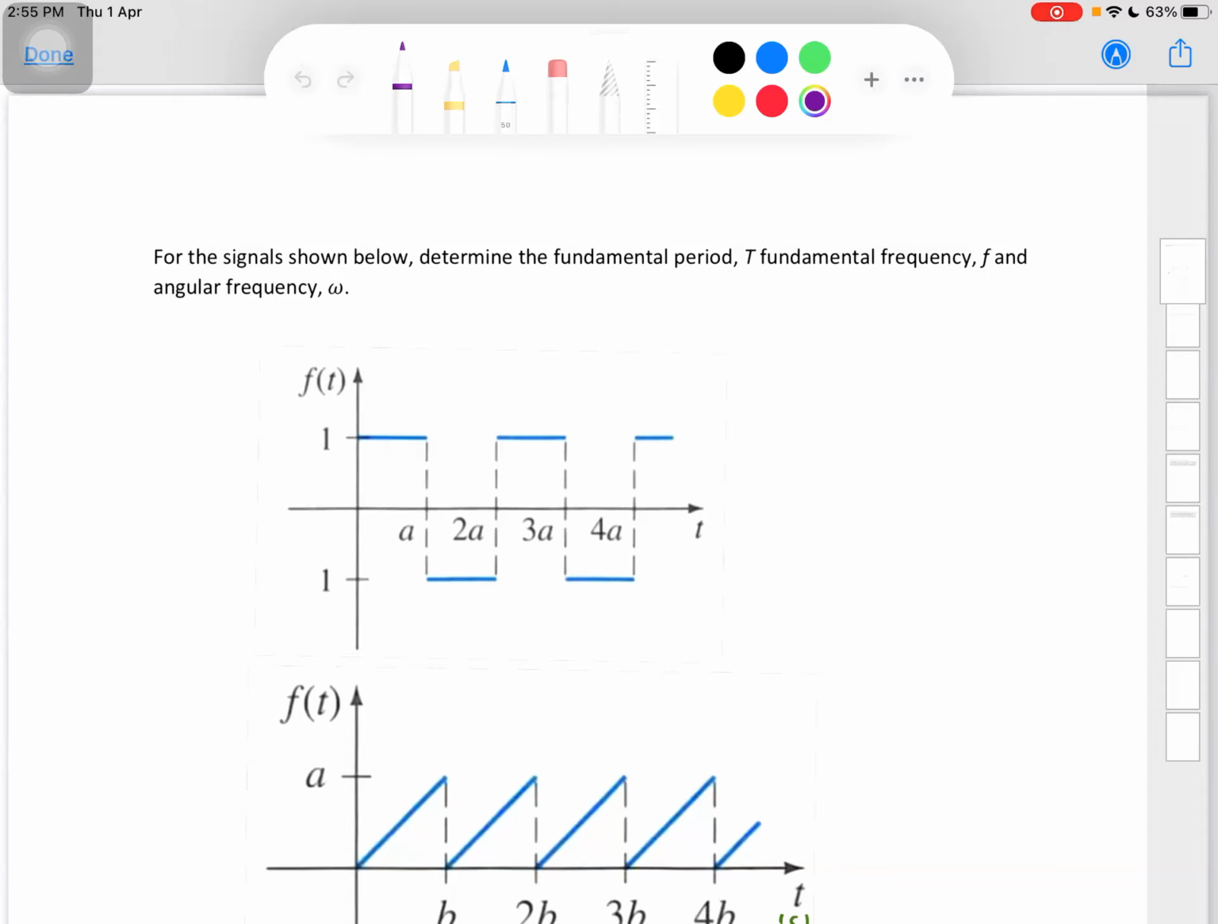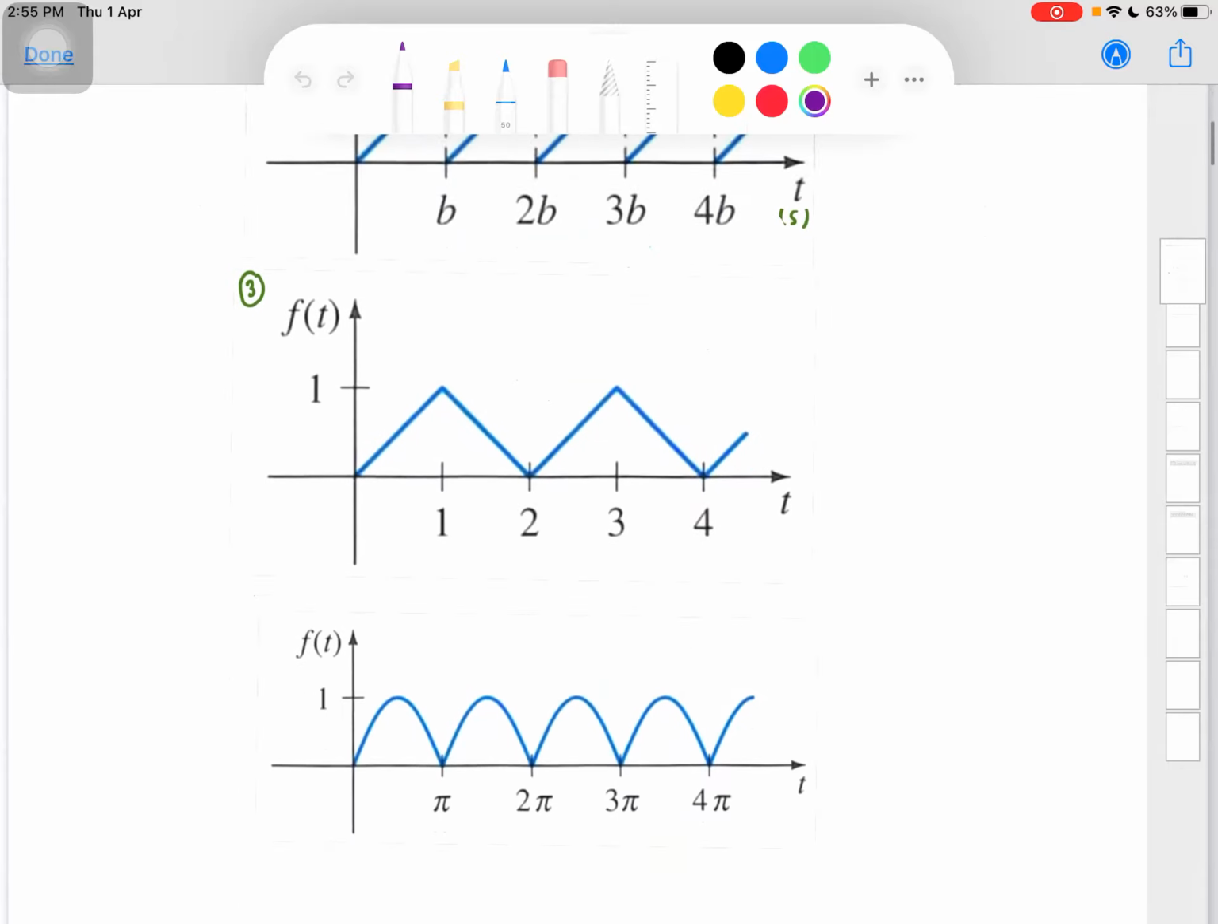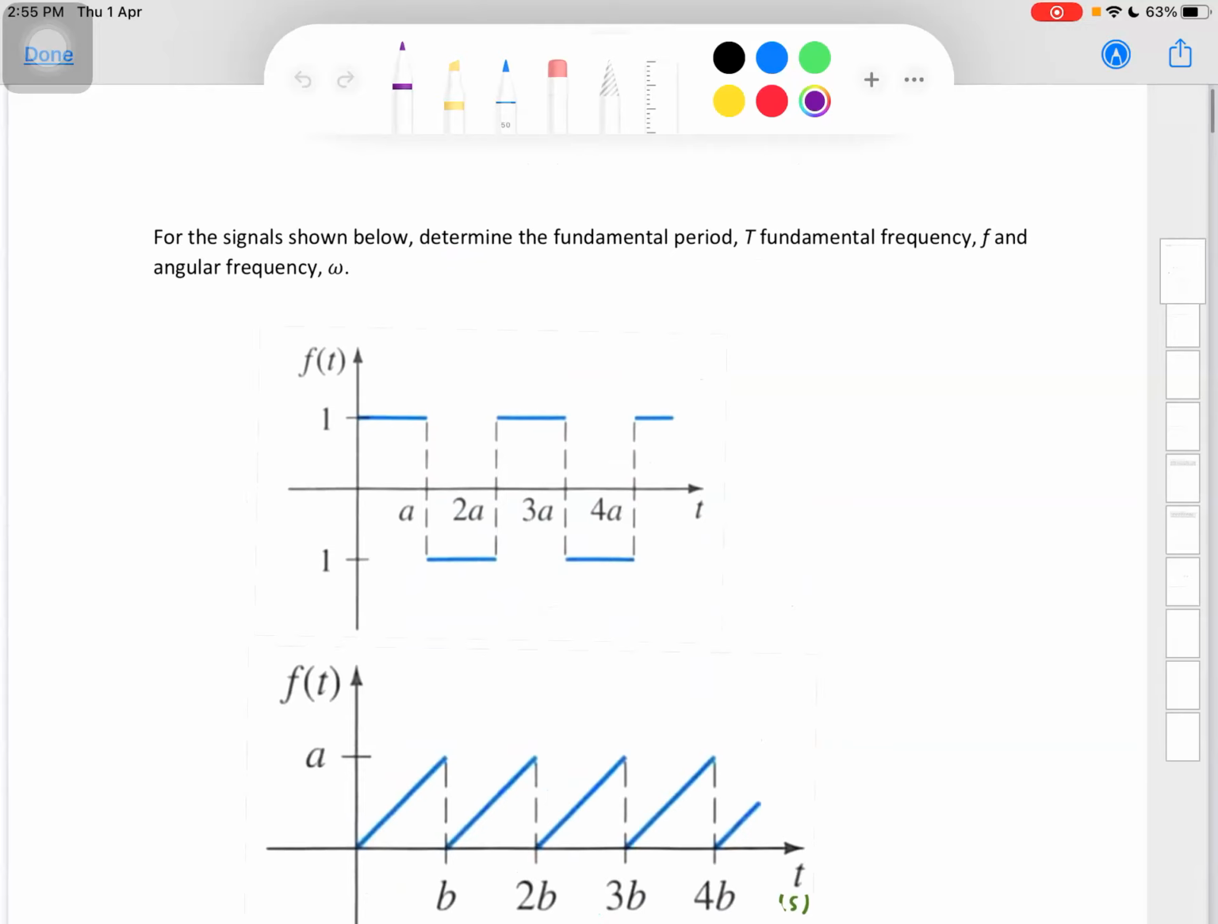In this question we are given a few plots of signals, and we are asked to determine the fundamental period T, fundamental frequency F, and angular frequency omega of each of these signals. So let's have a look at the first one. Signal number 1, we are given this square wave.